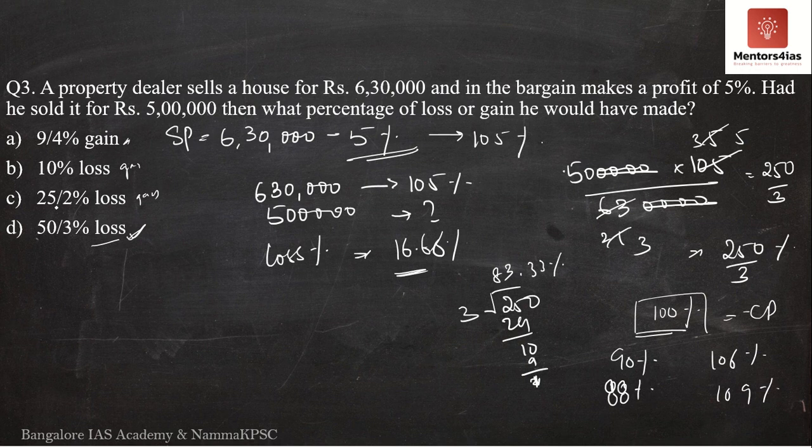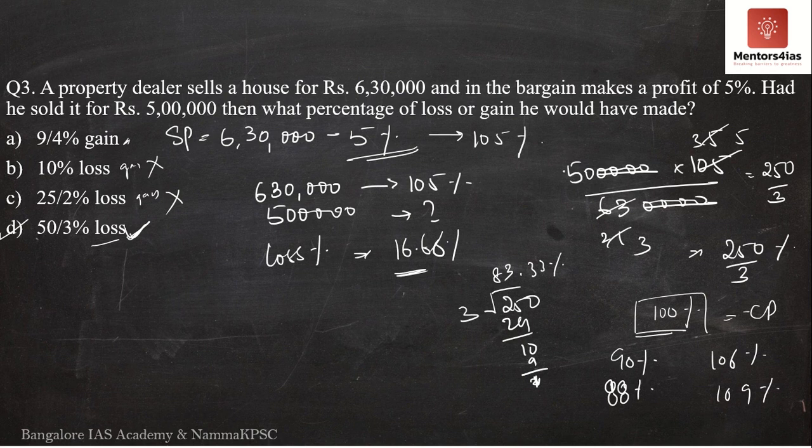So from here we have to determine which corresponds to 16.66%. 10% absolutely not. 25 by 2 is 12.5. Again cancelled out. The only remaining is 50 by 3. You can divide 50 by 3 in order to check. See, 3 1s are 3, 2 carry, 3 6 are 18, obviously it is 16%. Therefore the correct option is what? It is 50 by 3%. So the correct option is option D.